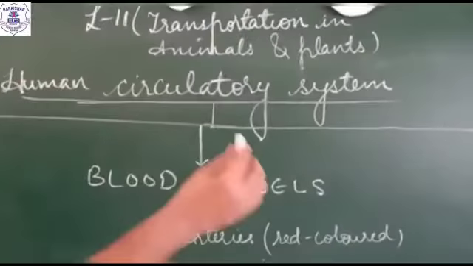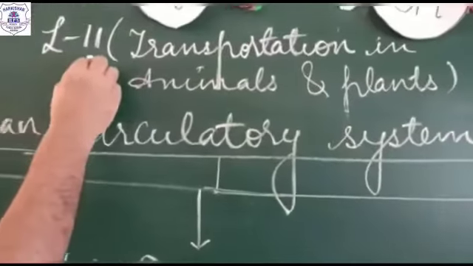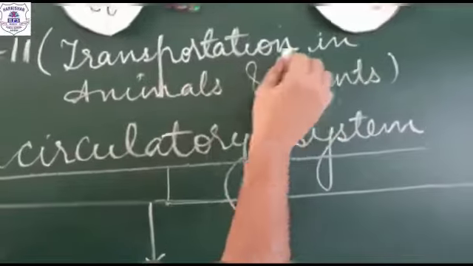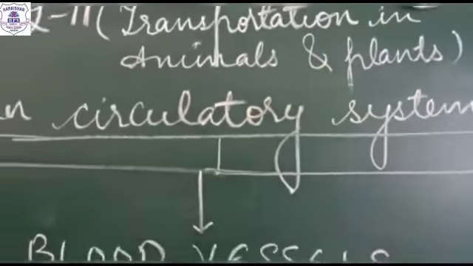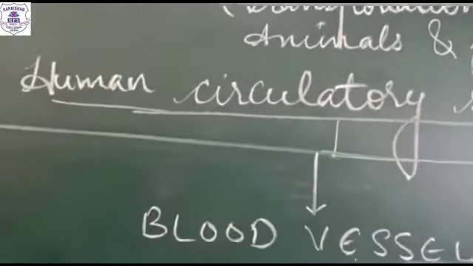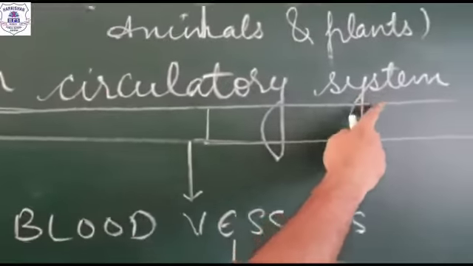Good morning students, today we are going to start lesson number 11, transportation in animals and plants. In this chapter we are going to learn about the human circulatory system.